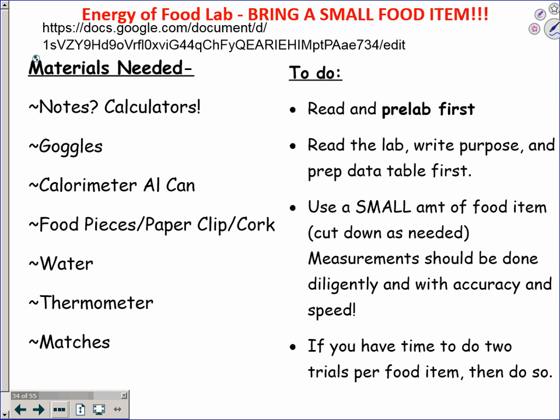So I'll let you go back there in a second. Otherwise, we will be using matches to light. I have one lighter, and that's for the really difficult things to light.